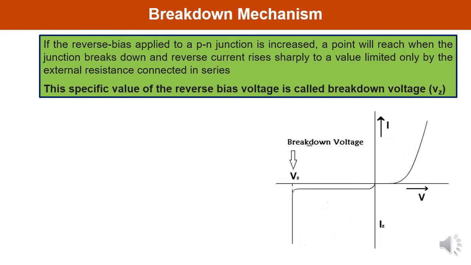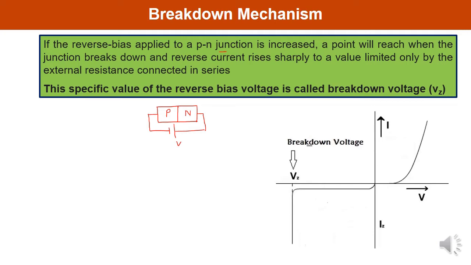If reverse bias is applied to a PN junction and this bias is increased, how is this reverse bias applied? You have studied that in a PN junction, if the P-type semiconductor is connected with the negative terminal of the battery and the positive terminal is connected with the N side, then the diode is in the reverse bias condition.